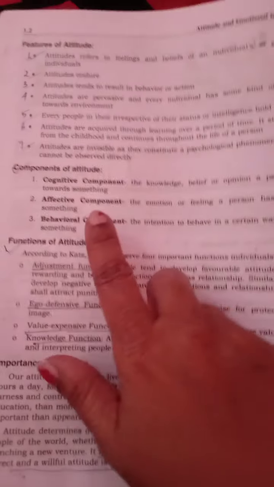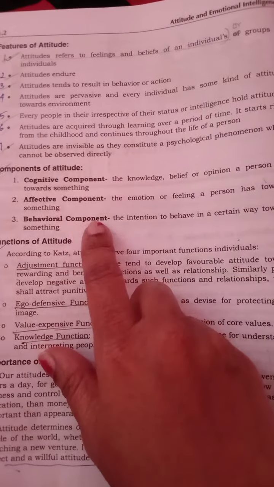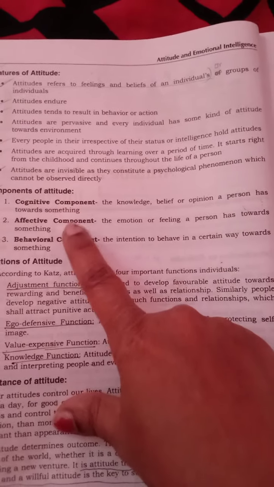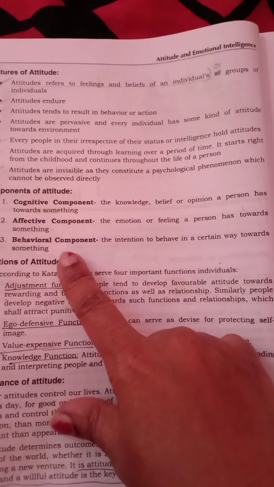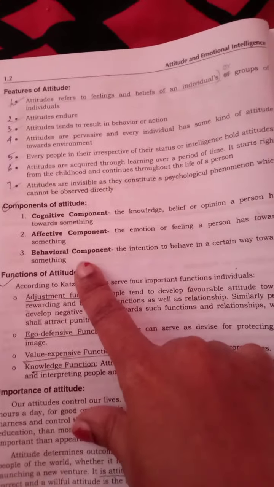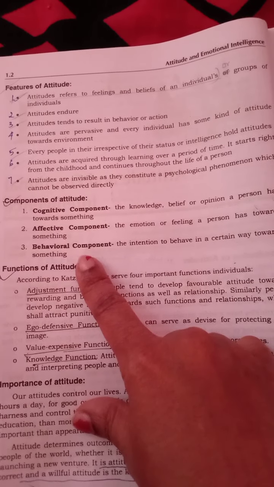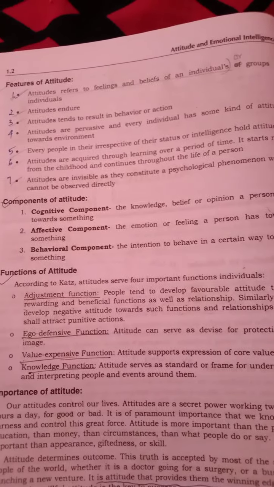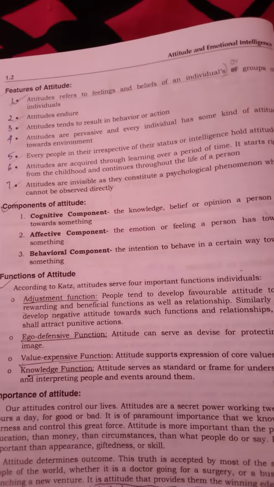You can see here there are three components mentioned in your textbook. The first is the cognitive component, the second is the affective component, and the third is the behavioral component. What do you mean by component? Components are certain ingredients out of which attitude is made up.